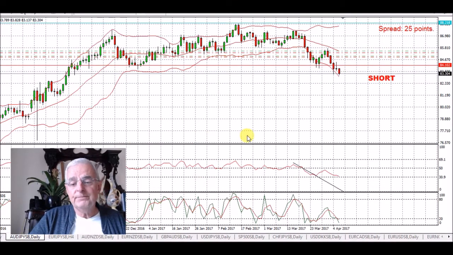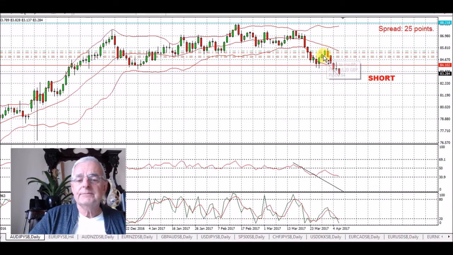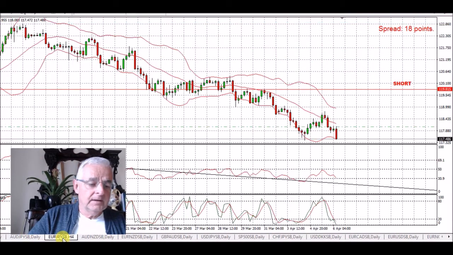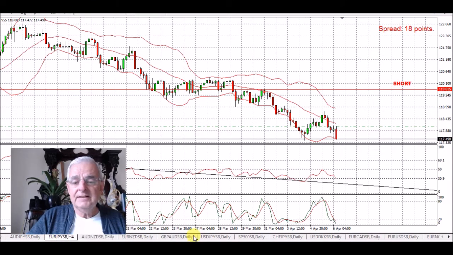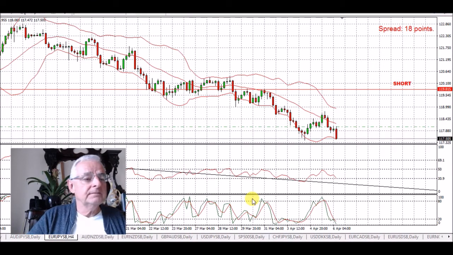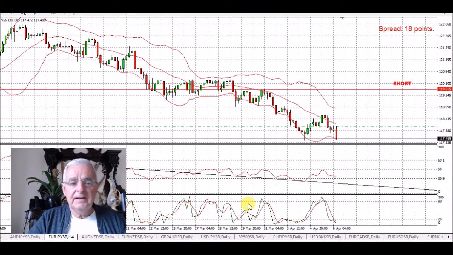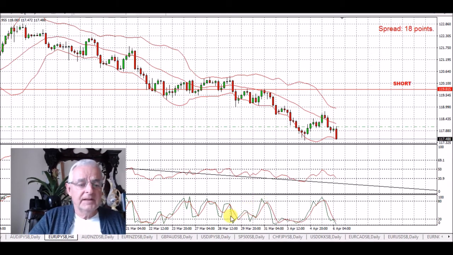AUD JPY, basically the same thing. It's had a good short last night. We got in here, so I think I was knocked out at the top, but anyway, I got this retracement. I've got a couple of trades in on the way down, and I'll be holding those trades. Euro Japanese yen, that's fallen this morning. I think I got in that last night. Again, I see that as a good long-term trend.